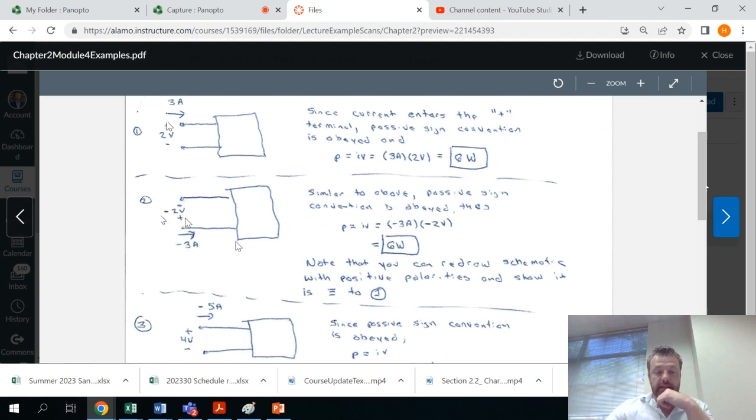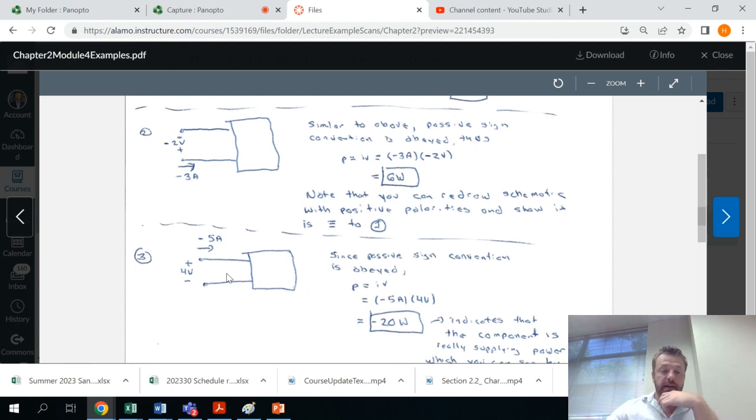In a similar fashion, this current would pass through and actually leave the top terminal, but it's negative 3 amps. You can always change the direction of the arrow by just swapping the sign of the current. So minus 3 amps going to the right is the same as 3 amps going to the left. So these are actually the same thing, so not surprising that it is 6 watts.